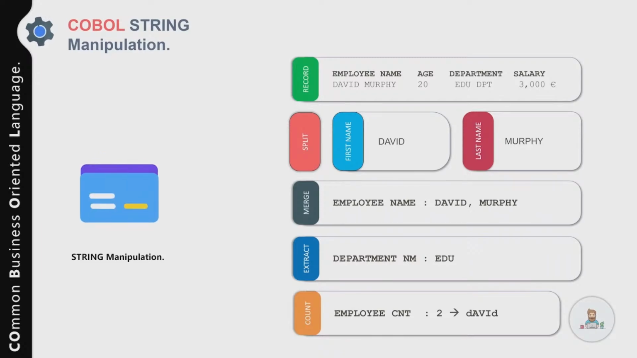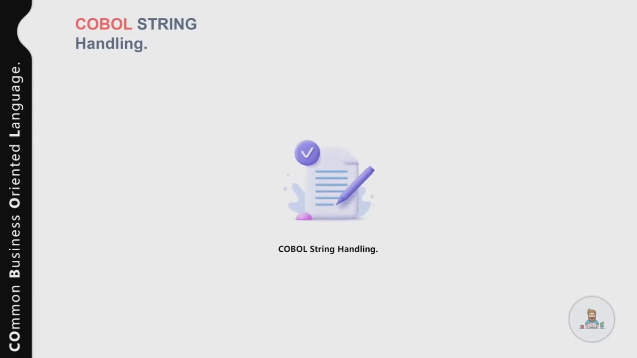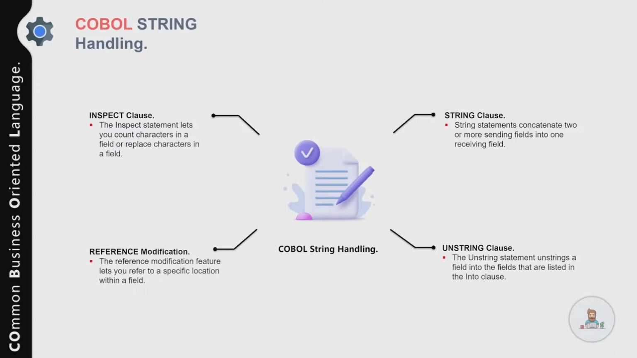Now let's talk about the various functions or clauses available in COBOL, with the help of which you can perform the operations that we have discussed so far. The first one is the STRING clause, which is used to concatenate two or more sending fields into a receiving field. Then we have the UNSTRING clause, which is generally used to split or unstring a field into multiple fields, which are specified in the INTO clause. Then we have the INSPECT statement, which is used to count or replace characters within a field or a string. And lastly, you have reference modification, which can be used to extract or overwrite data at a specific location within a field.